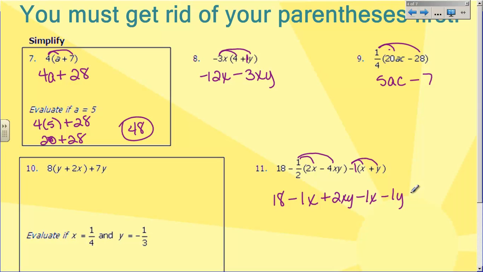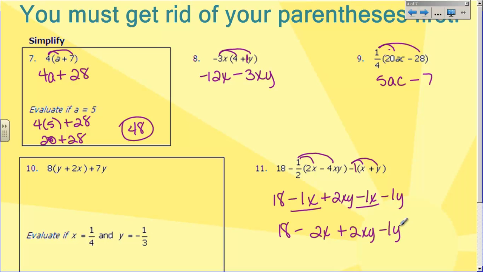So you've now distributed. Let's look and see, do we have anything that's the same? I do. I have a negative 1x and a negative 1x, and I can combine those so that I only have one x term instead of 2 of them. A negative 1 minus 1, I have 2 negative 1's, which makes a negative 2x plus 2xy minus 1y.